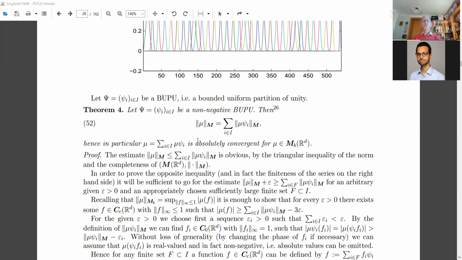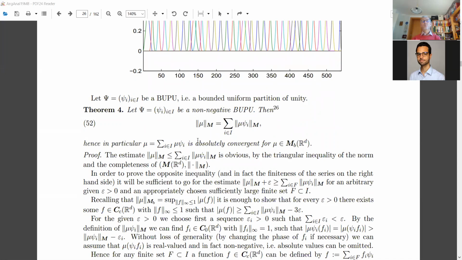And of course, if this is true, it means that if you're giving me a bounded measure, then it has to have an absolutely convergent representation of measures, where you would say, and that's a good intuition, that all these pieces are now measures which act only very locally.